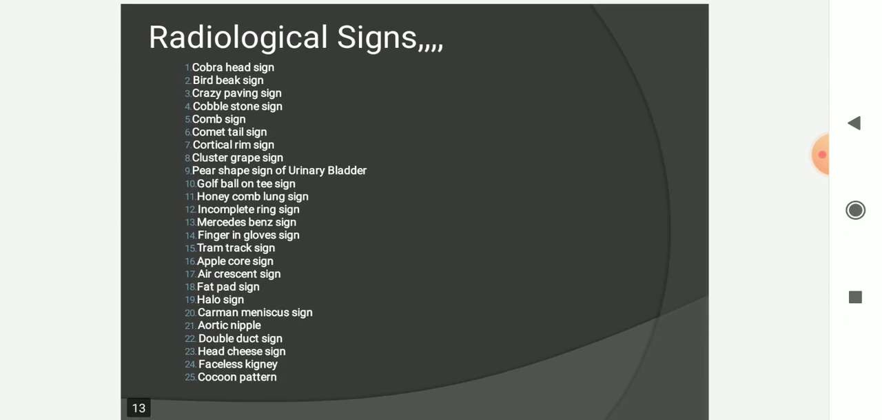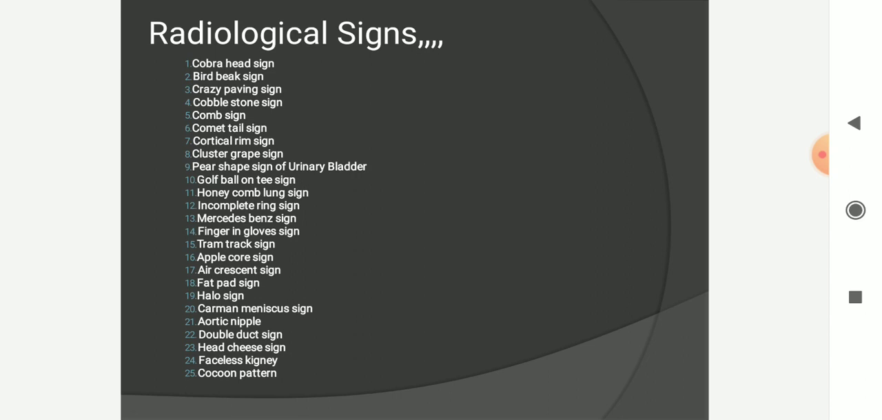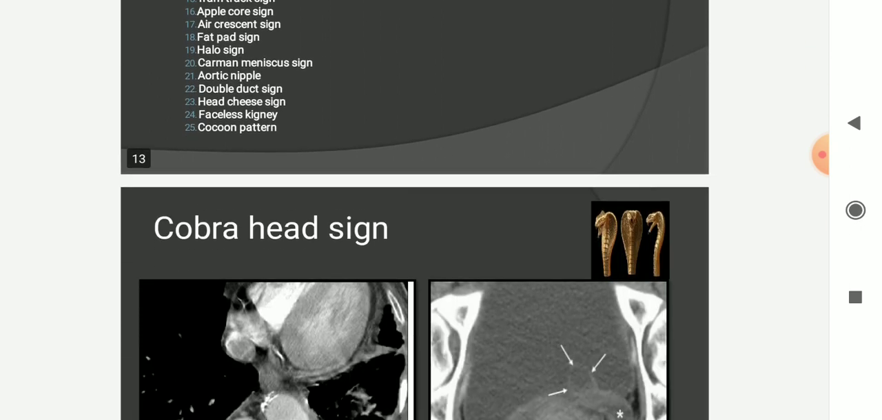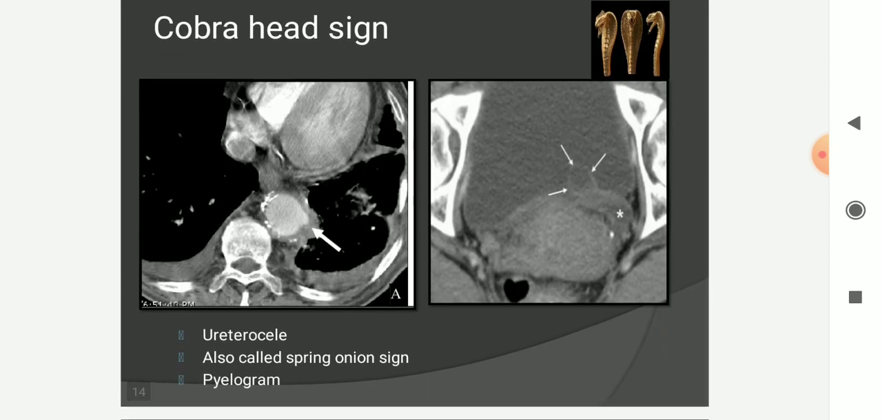So some radiological signs are the cobra head sign, bug head sign, crazy paving sign, cobblestone sign, comb sign. It is a list of 25 signs, but there are more signs than this, and these are only signs of CT scans. There are a lot of signs of X-ray scanning, ultrasound scanning, MRI and other methods.